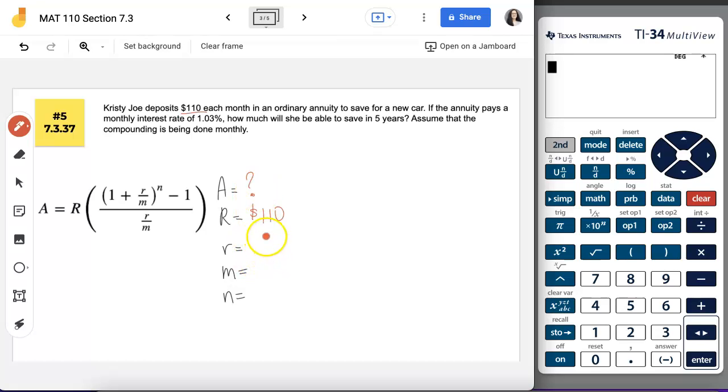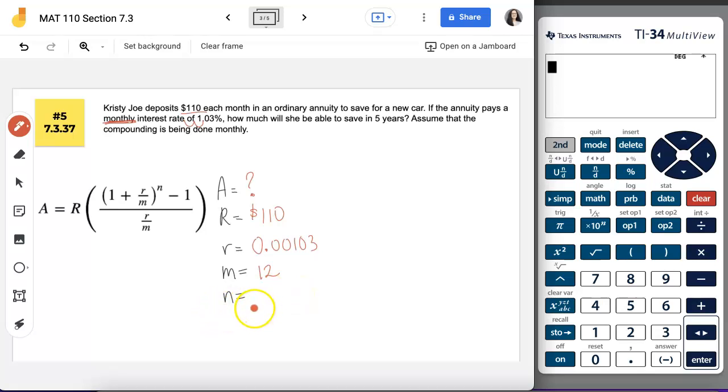R is the interest rate written as a decimal. So here it's written as a percent. That means I'm going to need to move this decimal 2 places to the left. And in my formula, I'm going to refer to it like this, 0.00103. M is the number of compoundings in a year. Now, it doesn't explicitly say this is a number, but it does tell us that this is a monthly interest rate. So that means that we're compounding interest every month, or in other words, 12 times a year.